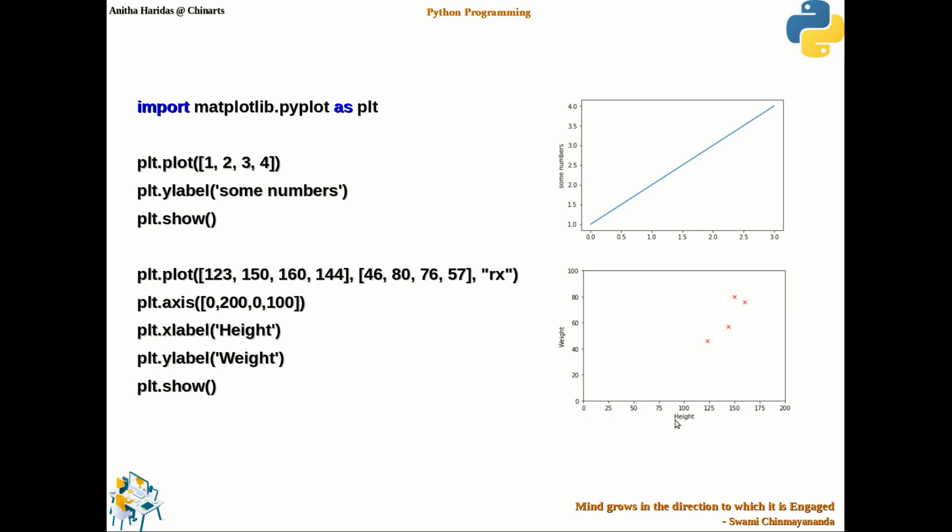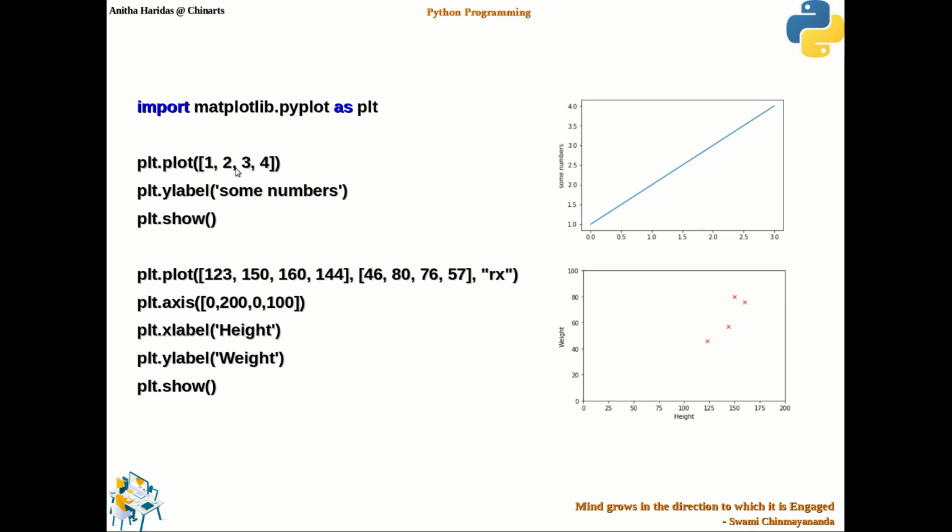So I have given height as the x label and weight as the y label. That is what is marked here. You can observe all these data were marked in the red cross symbol. And see, for 123 height, the weight is 46. So what happened in 123? It comes around somewhere here, 123 and 46. That is how it is marking, right?